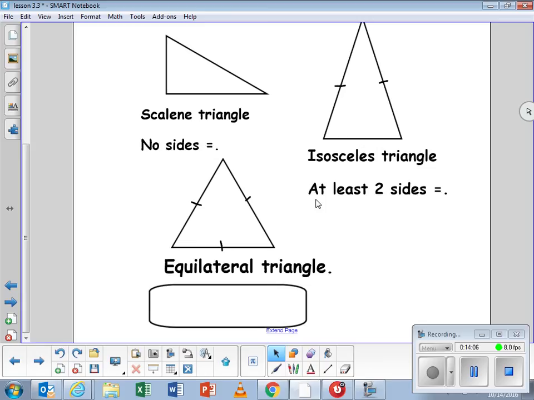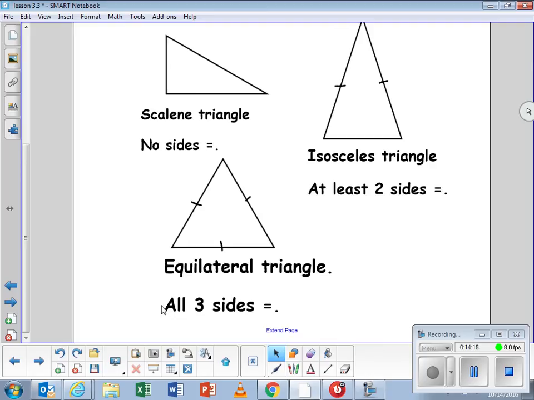Catherine, what do you think? All sides are equal. That's what I was gonna say. All three sides are equal. Wait a minute. You just said isosceles meant at least two. Could be three, right? Is that your dilemma? Yes. So what this means is all equilateral triangles are also isosceles triangles. They're a special case of isosceles triangles.